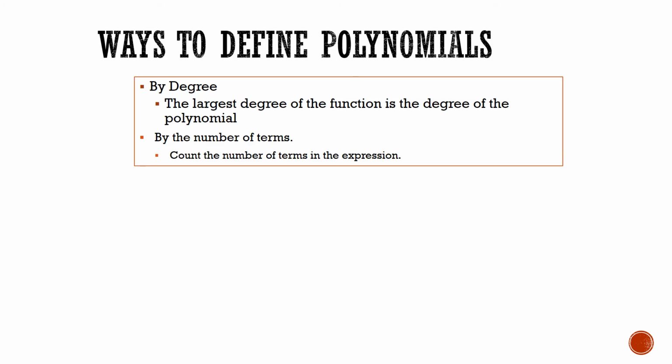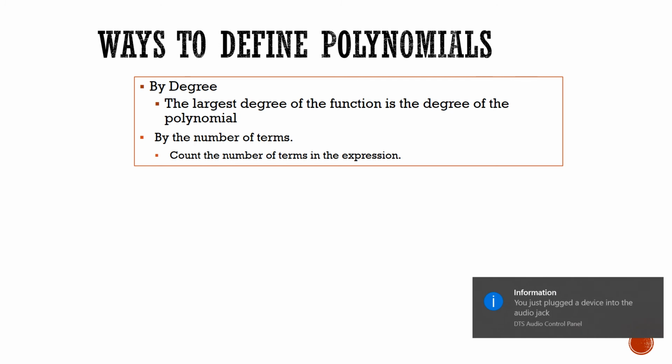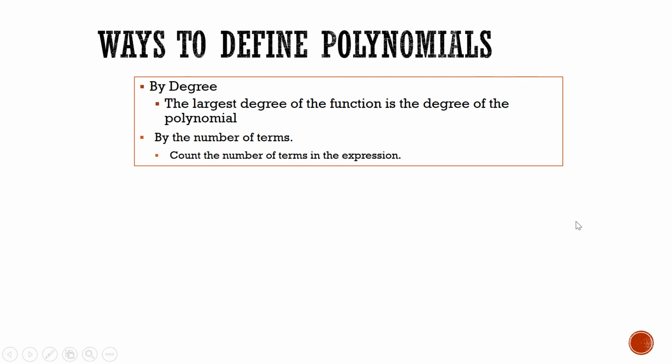Okay, so there's a number of ways we can define polynomials. If we define them by the degree, so we look at what the highest power is in the polynomial. We can also do it via the number of terms, so the number of different things that there are in the polynomial.